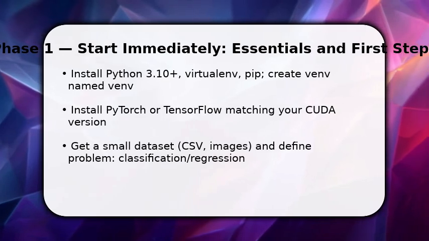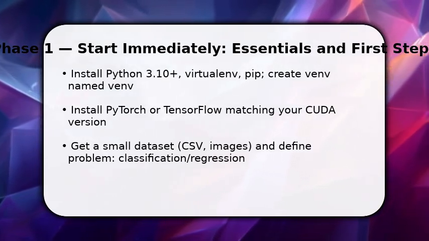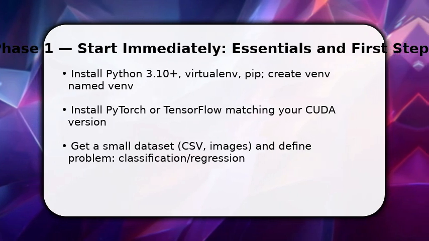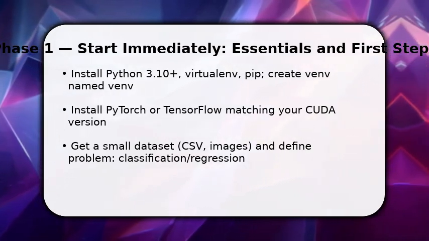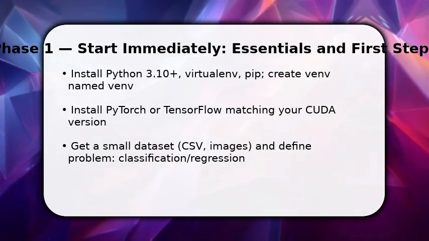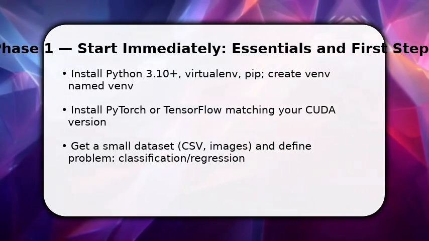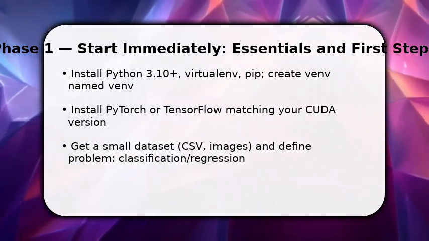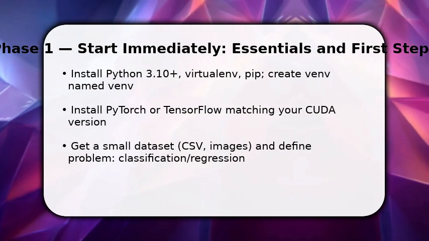You start by preparing the environment so you can iterate fast. Create a virtualenv and install a framework like PyTorch or TensorFlow that matches your CUDA. Once done, pick a focused dataset and define whether this is classification or regression. That choice drives model architecture. Make sure to version your code and data so you can reproduce experiments.